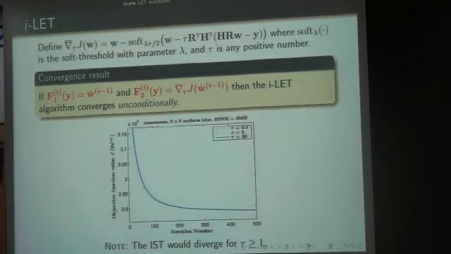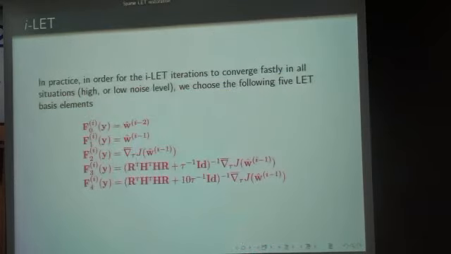What happens is it's not the case here. This is an example of what happens when you change the parameter that is equivalent to the IST one. Tau goes from 0.5 to 50, and you see that it always looks like converging, whereas the IST would diverge for tau greater than 1 here. I'm going very fast.